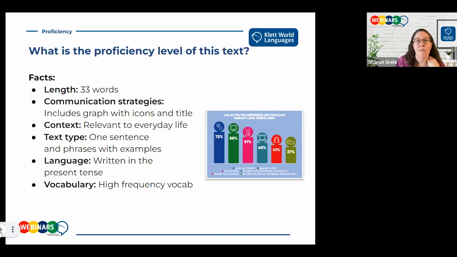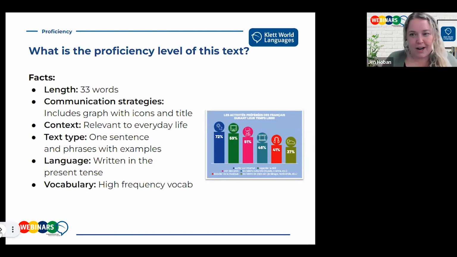So Jen, you want to go over the facts about this text? Right. So this one has 33 words. So the text is a lot shorter, with a lot fewer words. It includes a graph with icons and a title. It's relevant to everyday life. And there's only one sentence on the whole infographic. That's just the title. And the rest are just phrase chunks. And they're all written in the present tense. Actually, they're all infinitive verbs. They're not even conjugated. It's just to do this, to do that.